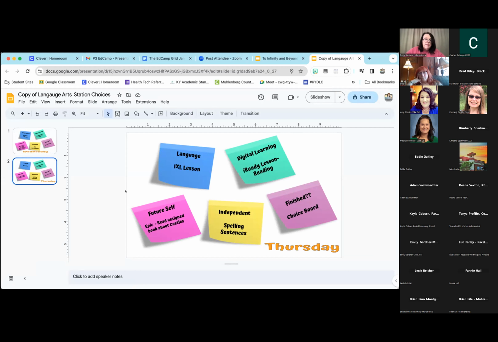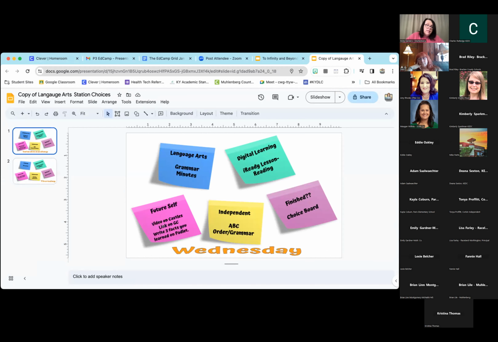And then on this one, this is where I tie in lots of my technology. Like on the first day, they watched a video on castles, and then they had to go to the Padlet link and put 3 facts they learned that day about a castle. It could be interesting facts, it could be informational facts. It's whatever they would like for us as a classroom to look back on.